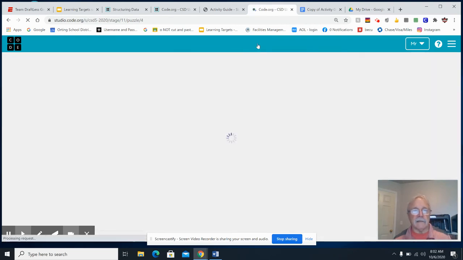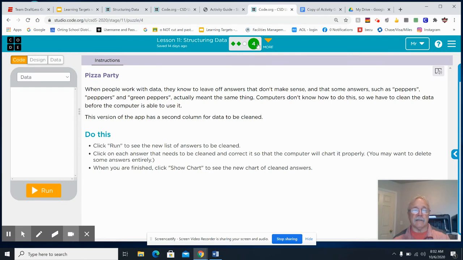Bubble number 3. A spreadsheet version actually puts it into something like a, it's not so much Word as it is an Excel sheet. So that's what you're going to come up with when you ask for a spreadsheet. It's an Excel sheet. Okay, let's go to the pizza party.